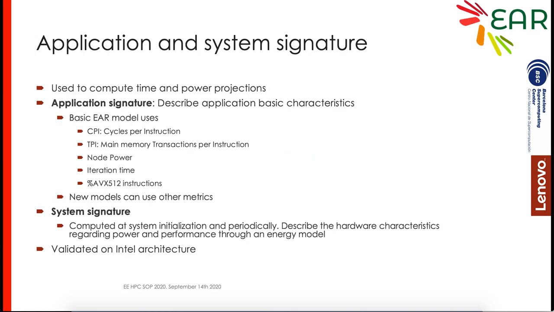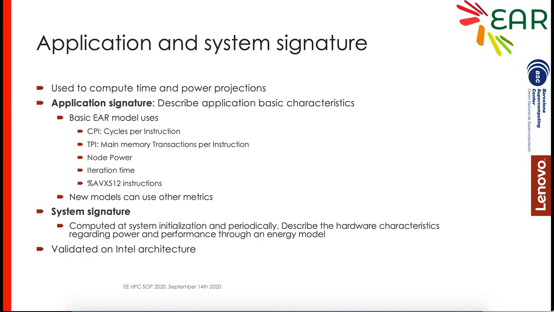The application and system signatures are the inputs for the energy models. The application signature depends on the application and is computed at runtime, and here you can see some of the metrics used in the current models: CPI, that is cycles per instruction; TPI, which is main memory transactions per instruction; the DC node power; the iteration time; and the percentage of AVX512 instructions, which is really relevant for Intel architectures.